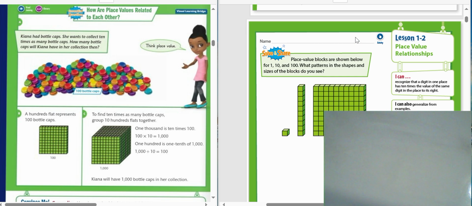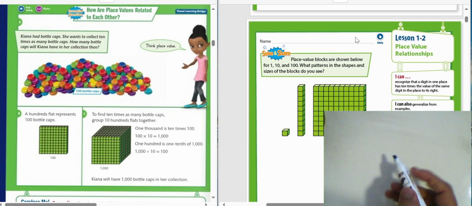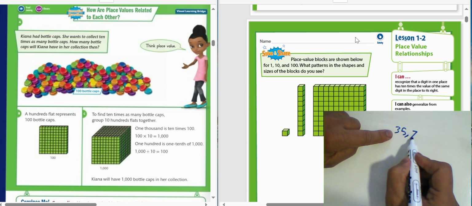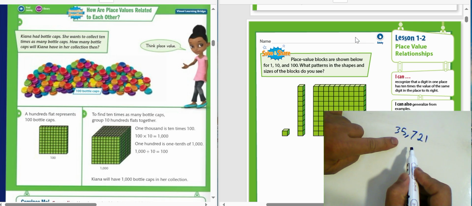Today we'll explain from your book Envision Math, volume number 1, Lesson number 2, place value relationships. We studied before the value and place value of the digits. Like this number, we have 35,721.